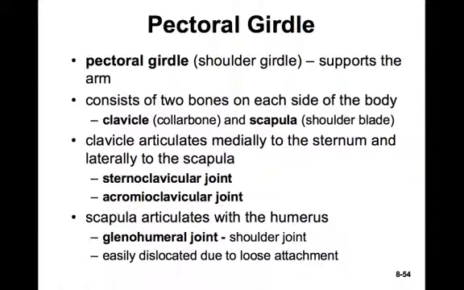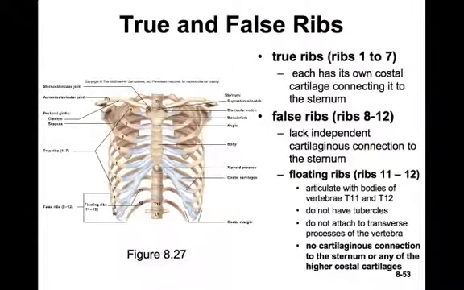The scapula will also articulate with the humerus. The joint there is called the glenohumeral joint. That's the shoulder joint. It's a ball and socket joint, and it dislocates pretty easily due to its loose attachment. So the humerus would articulate here, right in this socket. And as you can see, there's not much of the socket to hold the ball of the humerus, or the upper arm, in place.